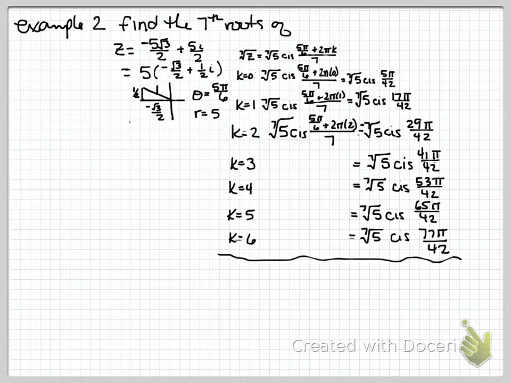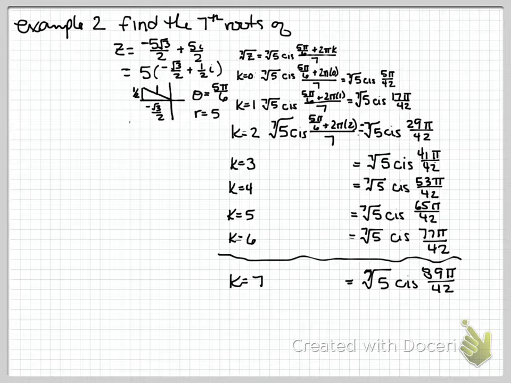We're done. What if I did one more? If I just followed our pattern? And because we were looking for the 7th root, so what if I did when k is 7? If you look at this, and I add 12 again, I get 89 pi over 42.